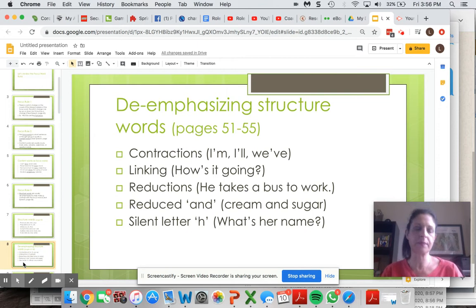That's a reduction. Reducing the word and: cream and sugar, peanut butter and jelly. I don't say and, I say more of a letter N, peanut butter and jelly, cream and sugar. And then the last one is the silent letter H. What's her name?